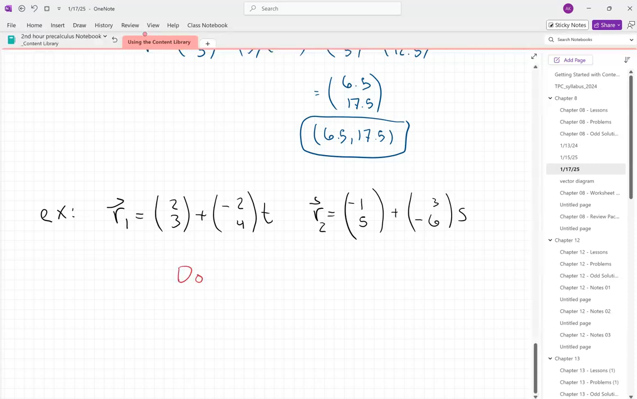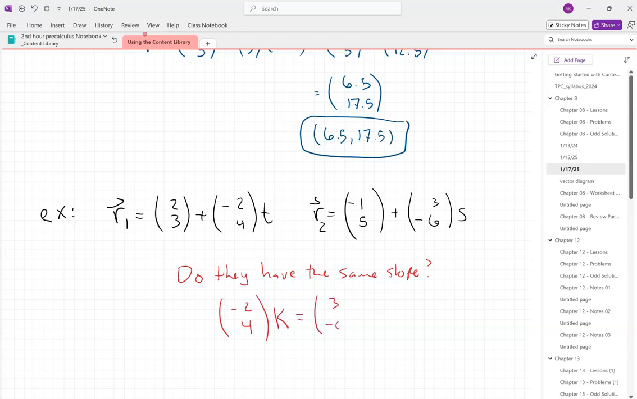First question we ask is, do they have the same slope? So I'm going to take the slope vector from R1 and see if it's a scalar multiple with the slope vector from R2. So I'm asking myself if negative 2k needs to equal 3 and 4k has to equal negative 6.